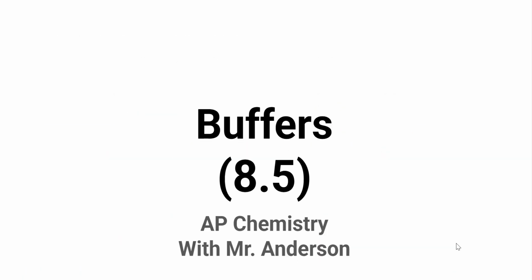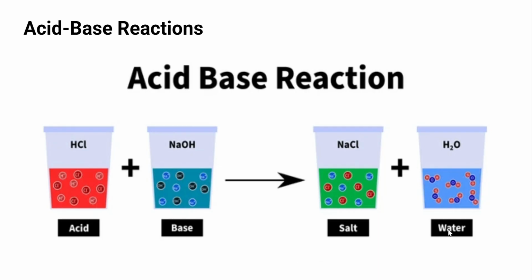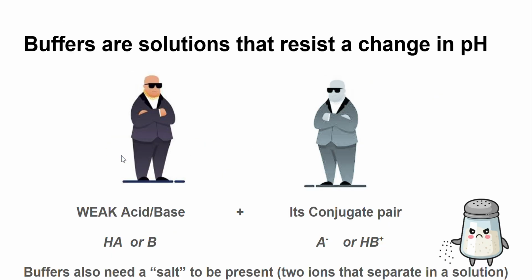Now let's go back to the beginning. This is not a buffer because if we look here, we've got a strong acid, a strong base. These would have to be weak. There is a salt present in the products, but because these are strong, that doesn't work as a buffer. Buffers have to be weak.